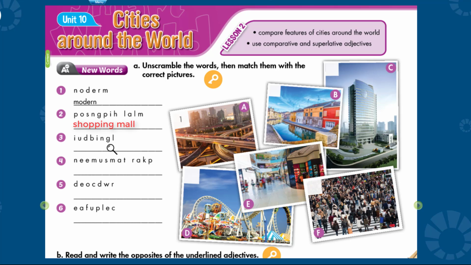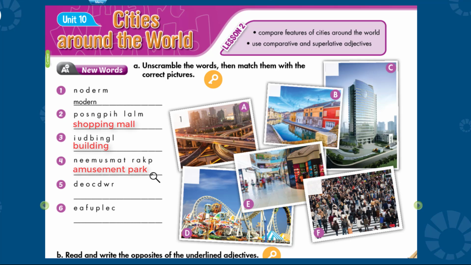Okay, number 3, we have the letters I, U, D, P, I, N, G, L. Which word here? Building, right? Building. Tòa nhà, right? Number 4, we have the letters N, E, E, M, U, S, M, A, T, R, A, K, P. So, can you guess? Yes, amusement park. Amusement park. Công viên giải trí. Very good.